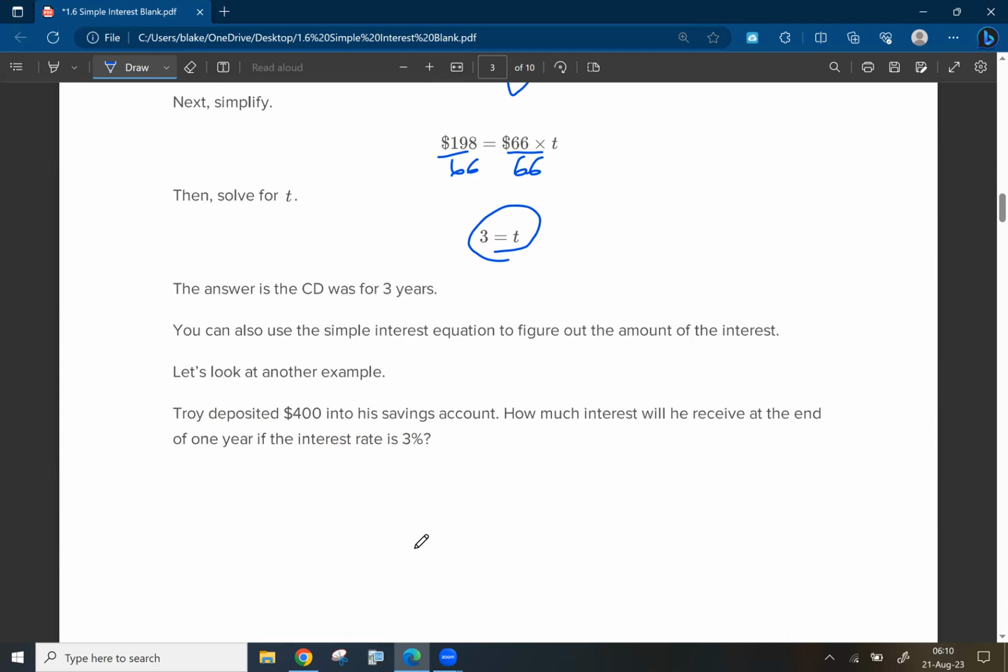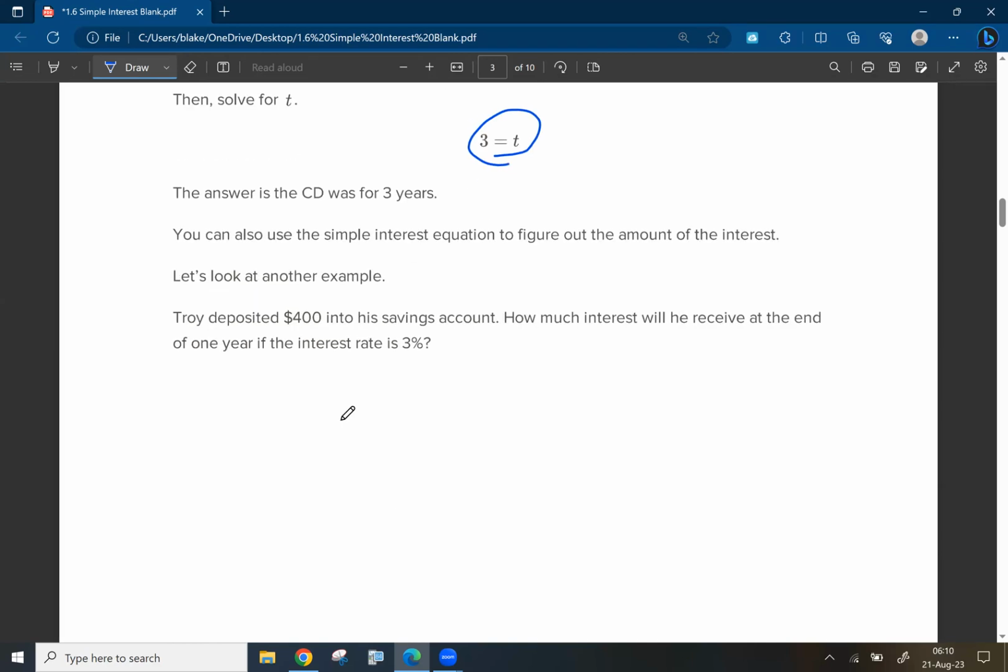All right, let's do something similar, but on our own now. Troy deposited $400 into his savings account. How much interest will he receive at the end of 1 year if the interest rate is 3%? Remember our formula, I equals P R T.